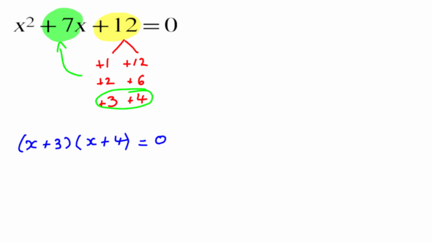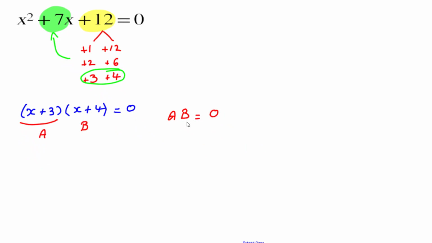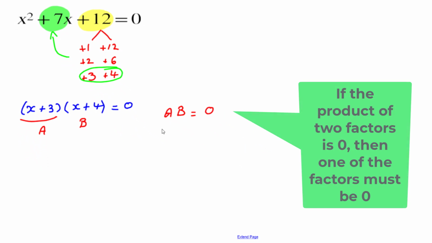equals 0. Now here we are in the presence of two factors, a and b, and the product of those two factors is 0. So a times b is 0. Now if two factors multiply together to give 0, that means one of them must be 0. So in our case, if a times b is 0, we could have two possibilities here. Either a is 0, so that we have 0 times b is 0, or the second factor, b, is 0, so that a times 0 is 0.